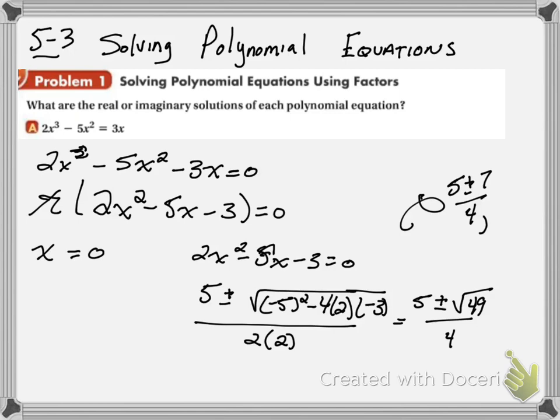0. From here, 5 plus 7 divided by 4 is 3. 5 minus 7 divided by 4 is negative 1/2. There's all my solutions. Again, 3 solutions.